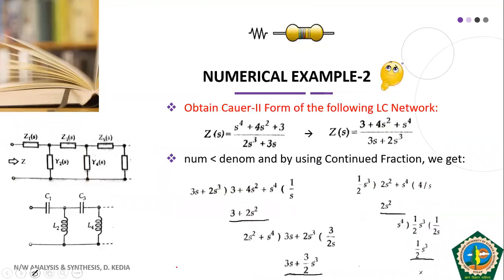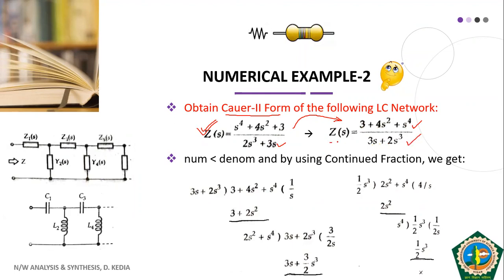Let us see that. So this is your impedance function for which you have to obtain the Cauer 2 form of LC network. What we have in the numerator is s raised to power 4 plus 4s square plus 3, and 2s cube plus 3s in the denominator. So what is our first step? First step is to arrange the powers in the increasing order. So this will be 3 plus 4s square plus s4, whereas in the denominator 3s plus 2s cube.